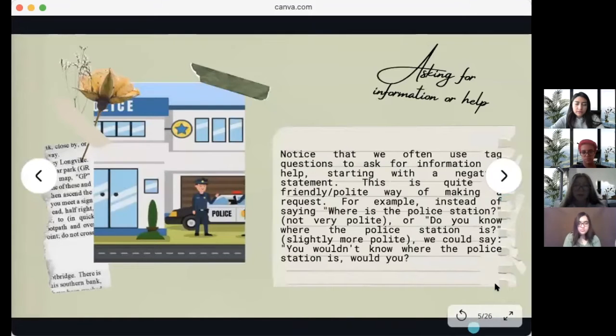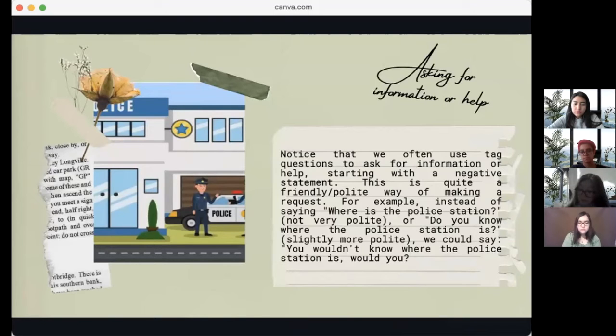Next, please. Well, now I'm going to speak about asking for information or help. Notice we often use tag questions to ask for information or for help, starting with negative statements. This is quite a friendly, polite way of making requests. For example, instead of making a request like, where is the police station? Not very polite. Or, do you know where the police station is? Slightly more polite. We could say, you wouldn't know where the police station is, would you?